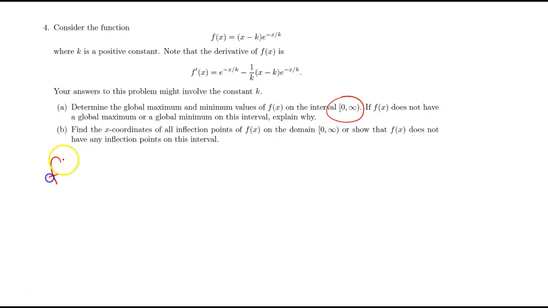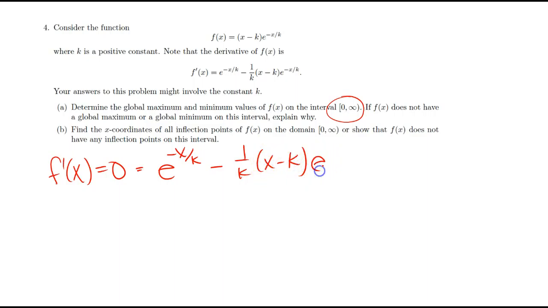We have the derivative, but we want that to be 0. So let's set this equal to e to the minus x over k, minus 1 over k, (x minus k), e. Oh, I didn't have to write all that out, did I? I could actually simplify this. That can be pulled out, right?